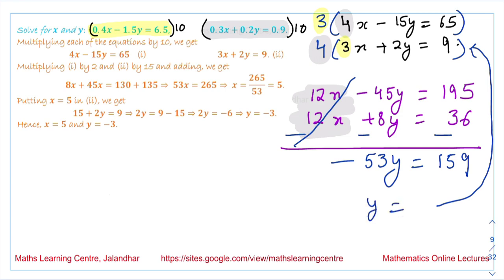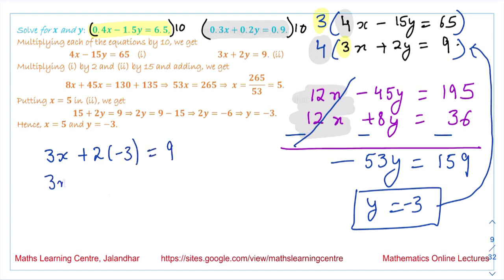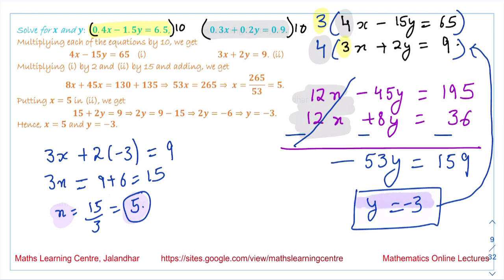So the answer for y will be 159 by 53, and the value of y we obtain is minus 3. This is the value of y that we have obtained. Now if we substitute this in equation number 2, we have 3x plus 2 into minus 3 is equal to 9. So 3x is equal to 9 plus 6, that is equal to 15. So the value of x we get is 15 by 3, which is equal to 5. So these are the required values: x is equal to 5 and y is equal to minus 3. This will satisfy these equations.